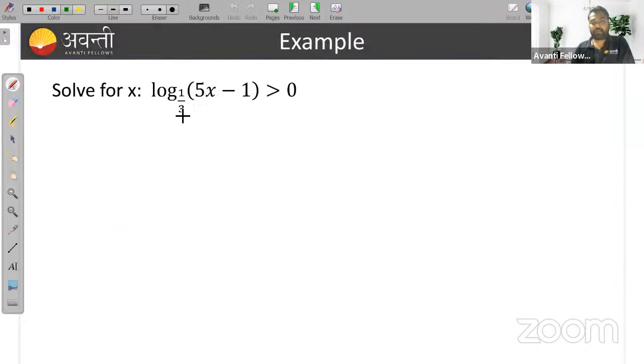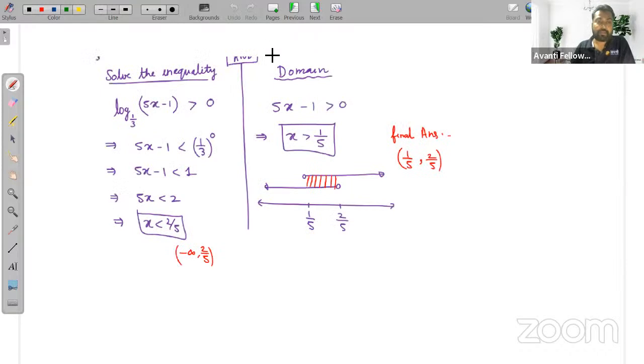Okay, this is another example. Take log of 5x minus 1 to the base 1 by 3 is greater than 0. Here the base is 1 by 3, which is lying between 0 and 1, so the sign of the inequality will be changed. Greater than becomes less than. So 5x minus 1 is less than 1 by 3 to the power 0, which is 1. By solving this I am getting x is less than 2.